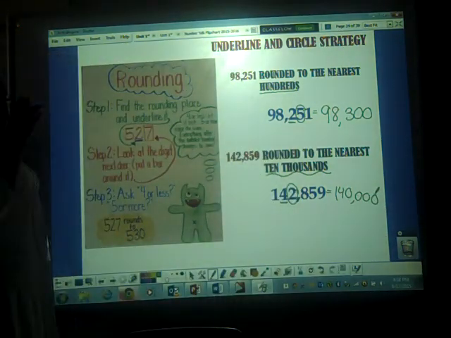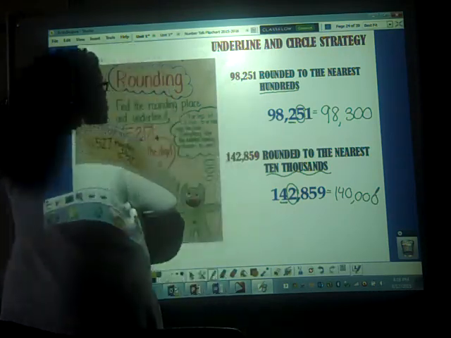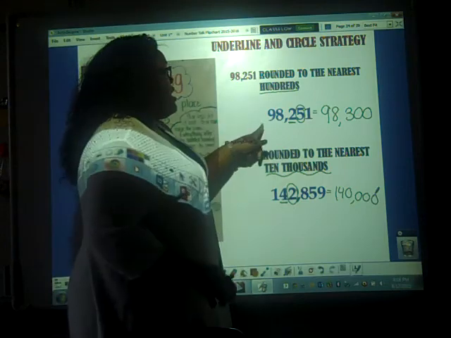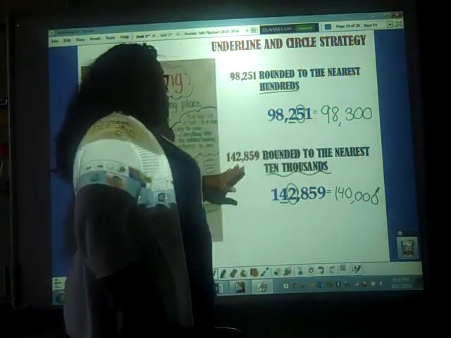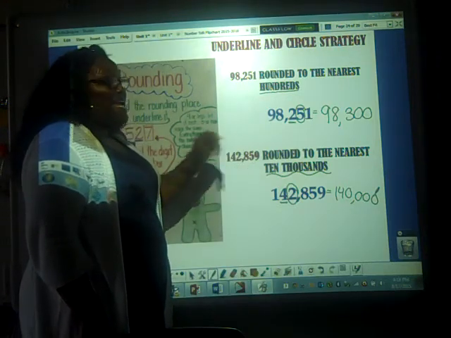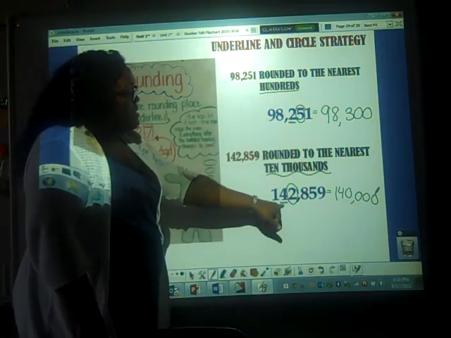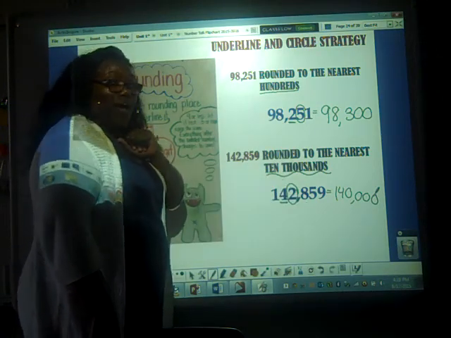Alright, so once you have worked it out, you should have this as your answer. 98,251 rounded to the nearest hundreds is 98,300. And then 142,859 rounded to the nearest 10,000s. The 4's in the 10,000s place. That will give us 140,000.